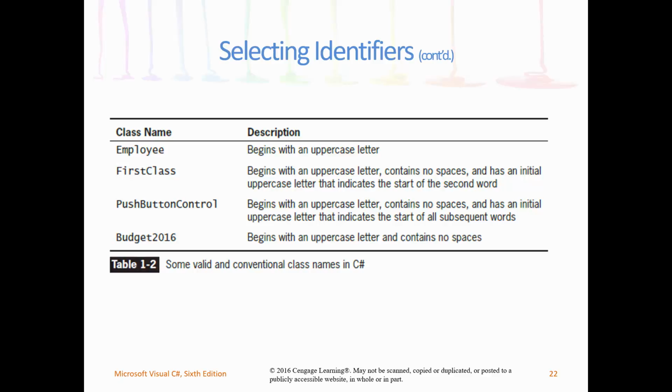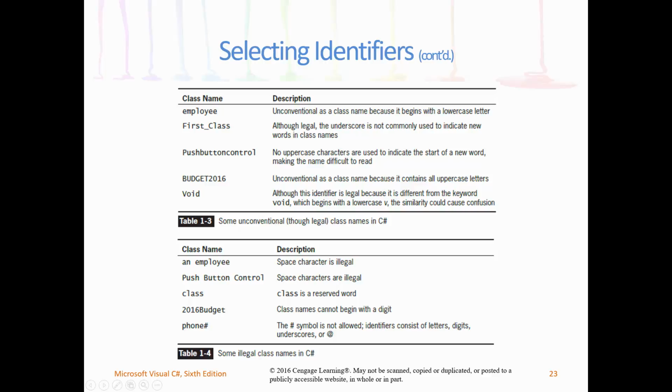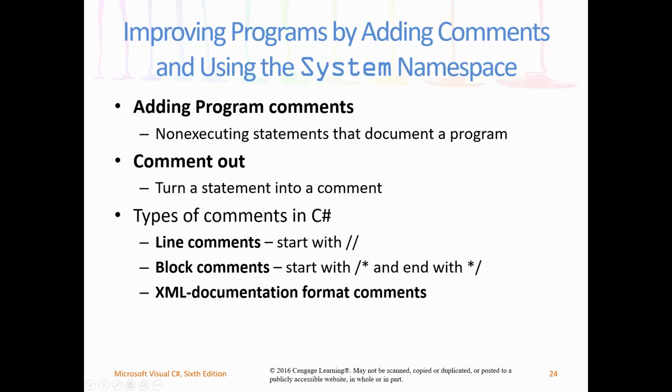All right. So here are some examples of valid identifiers. These would be what you would use for a class. Remember, if you're creating a variable, the first character should be lowercase. Here are some things that are illegal. You can't have a blank space in there like we have there and there. That's a keyword. It can't start with a number. It can't have that special character in there. So these are all things that you cannot do.